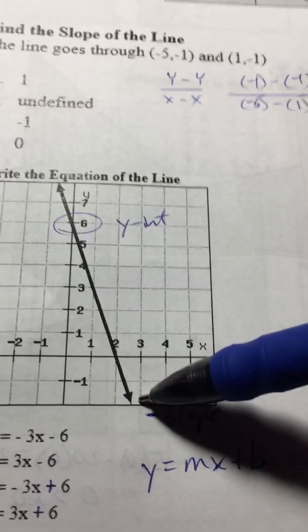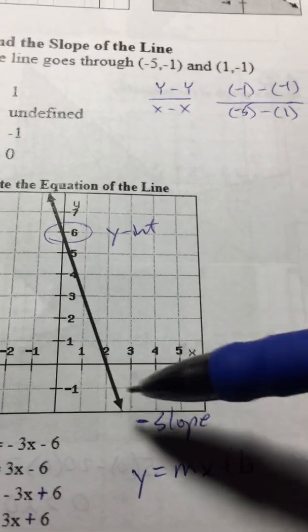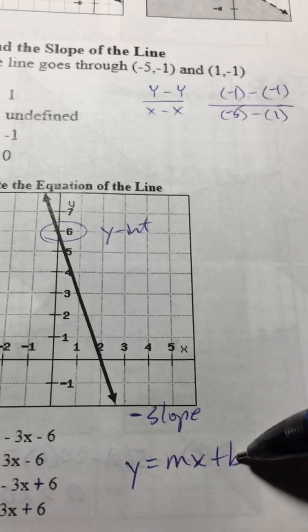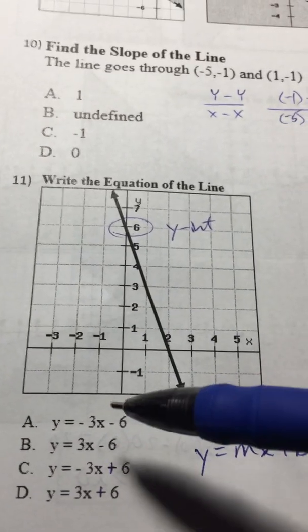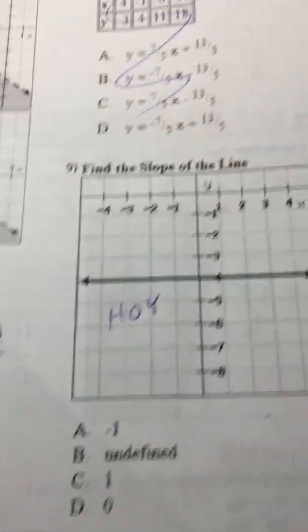So this is a negative slope, and the y-intercept is crossing the y-axis at +6. So I'm looking for a negative slope number and a +6 on the end. So go pick out the one that has a negative slope number and a +6 on the end. Okay, that should be easy enough to do.